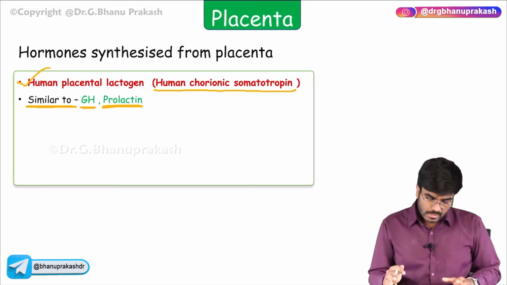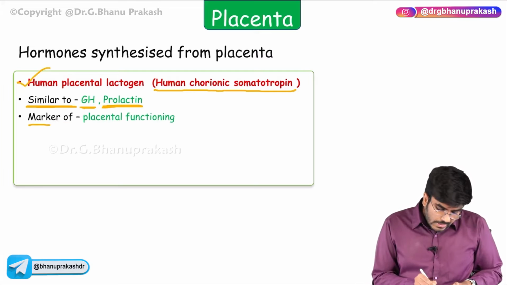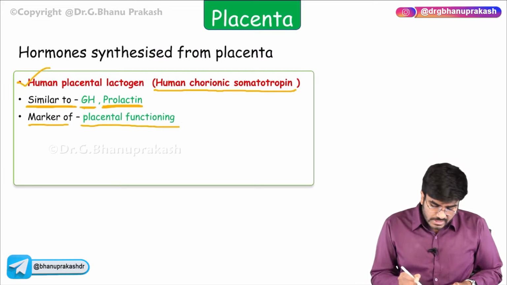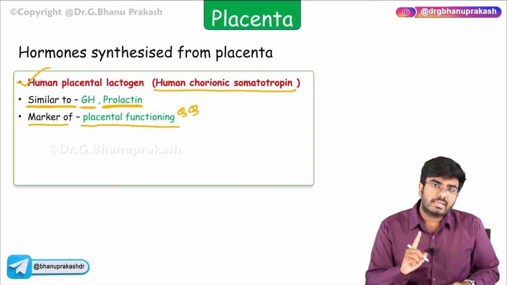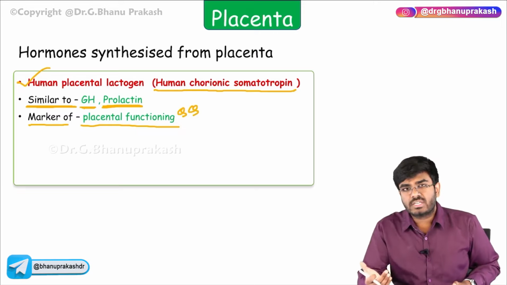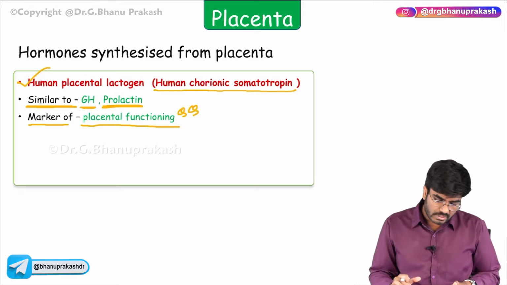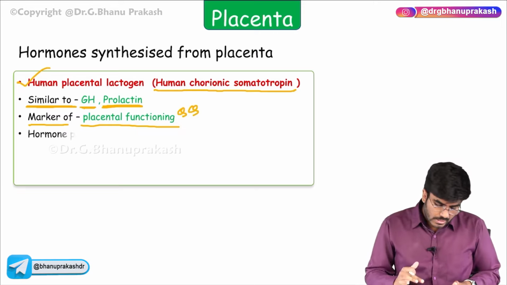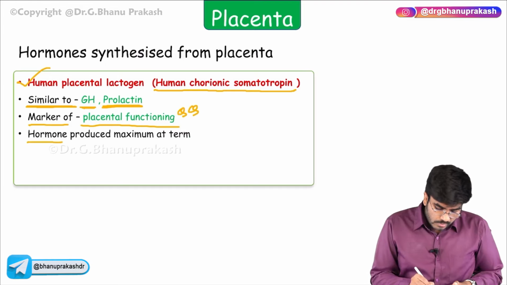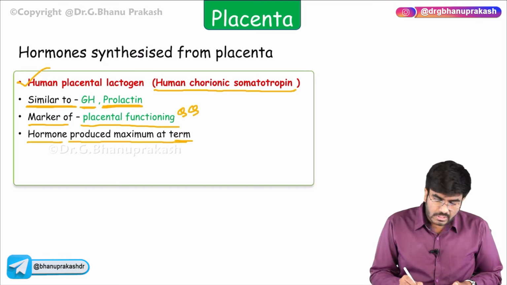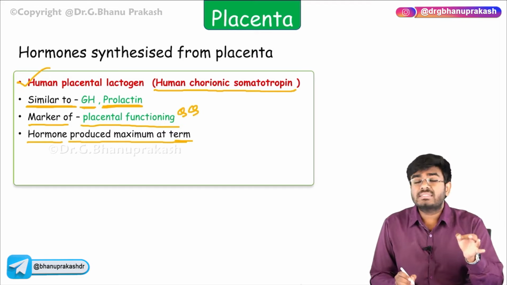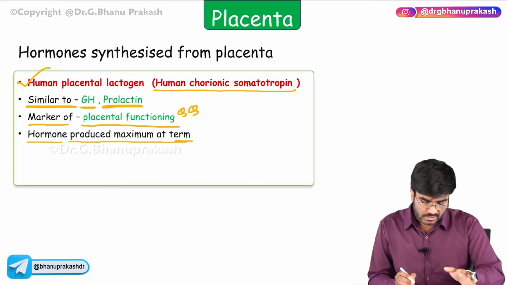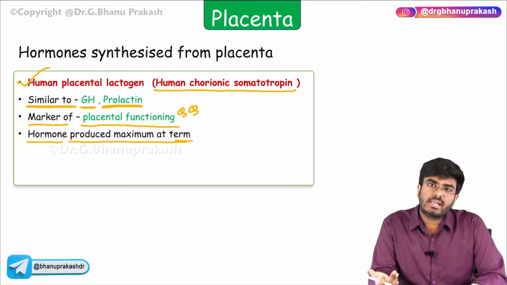produced from the placenta. Now, it's a marker of placental functioning, MCQ. This human placental lactogen, HPL, it's a marker of placental functioning. How good the placenta is functioning, you can know it by knowing the levels of the human placental lactogen. See, this is the hormone produced maximum at term. Which hormone from the placenta is produced maximally? Human placental lactogen.